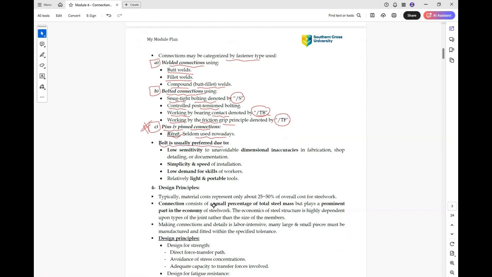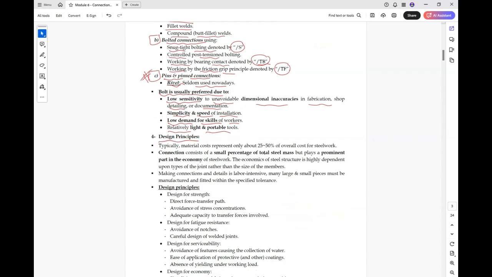Bolted connection is usually preferred due to low sensitivity to unavoidable dimension inaccuracy in fabrication, shop detailing, or documentation. So low sensitivity to errors, simplicity and speed of installation and erection, low demand for skills of workers, doesn't need very highly skilled workers, relatively light and portable tools compared to welding. So these are some pros of using the bolt connection compared to welding connection.